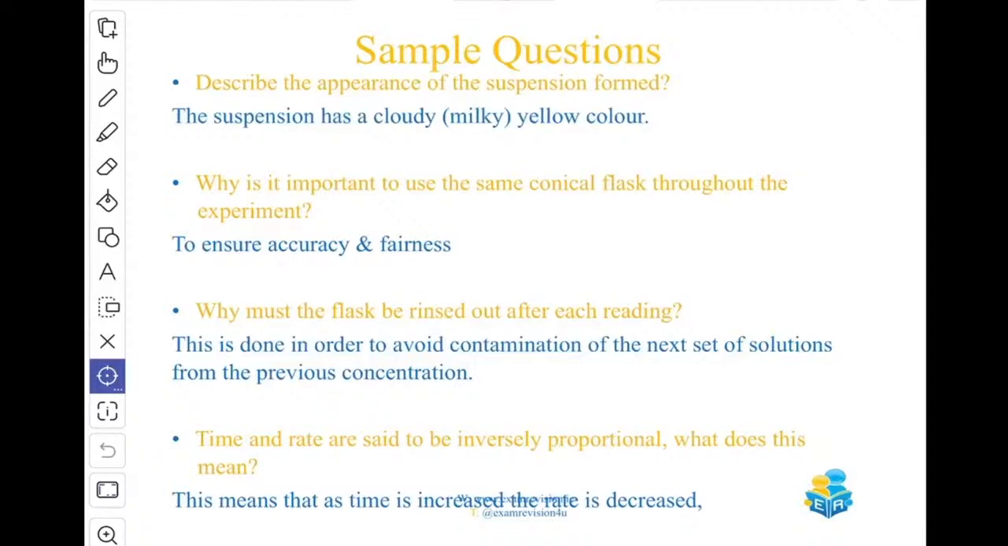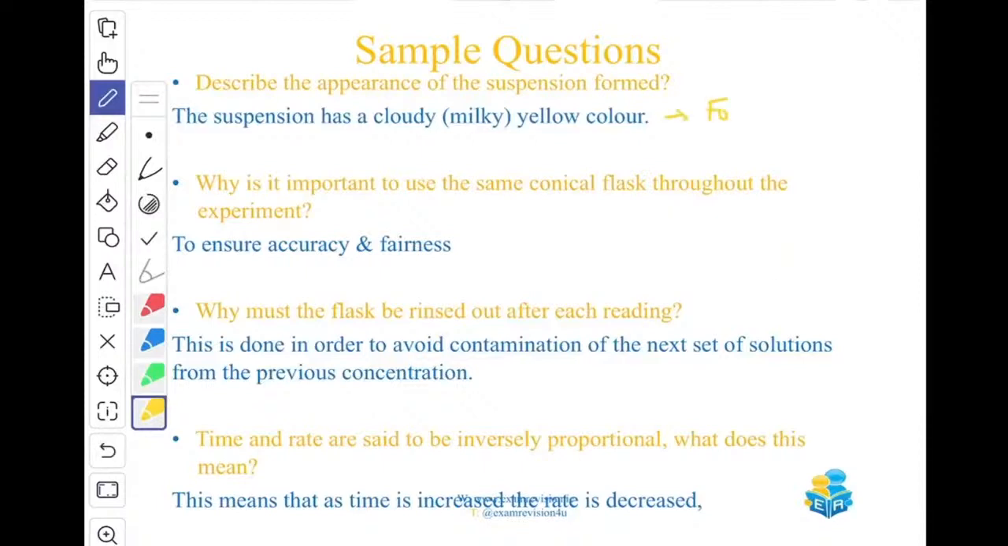So some sample questions that can come up on this experiment. Okay, some sample questions. Describe the appearance of the suspension formed. So when the sodium thiosulfate and the hydrochloric acid mix together, they form a suspension, and this is a cloudy yellow colour, and that cloudy yellow colour comes from the formation of sulfur. So we are forming sulfur, so that's why it is a yellow cloudy suspension.